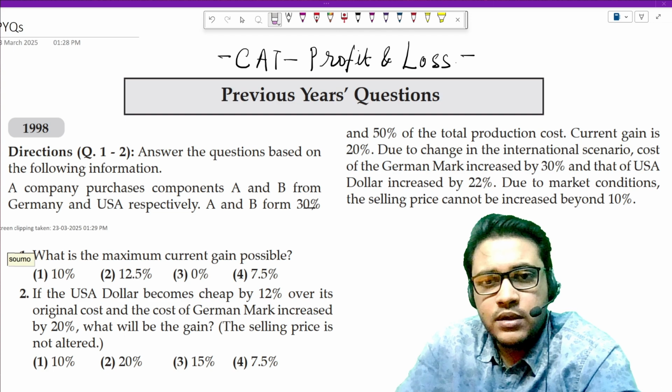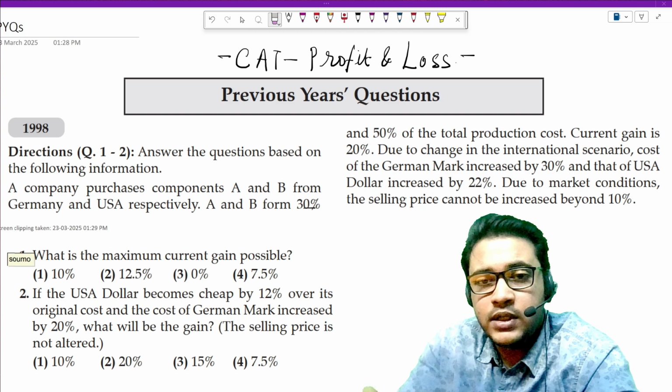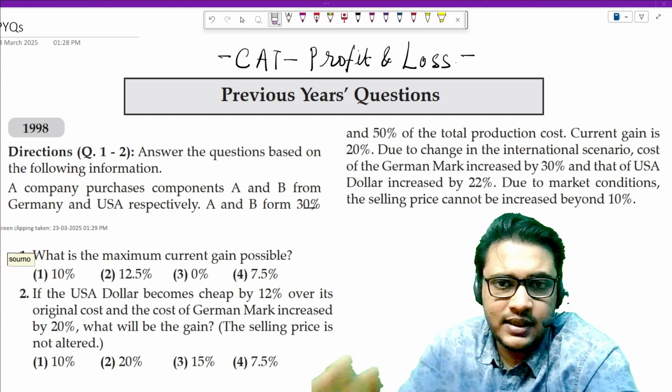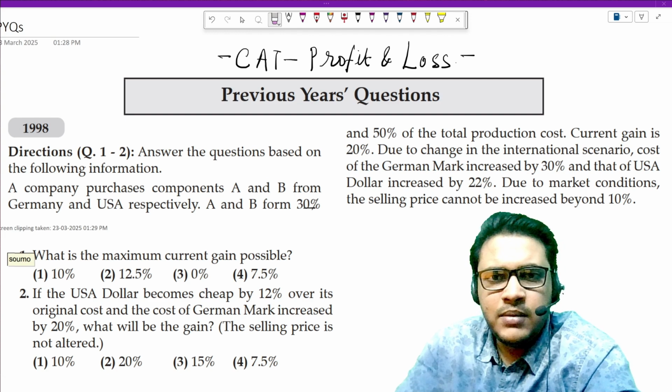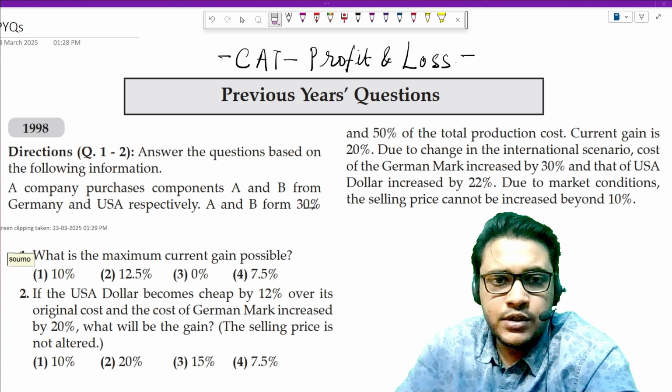PYQ questions will also help you understand or gauge the difficulty level of the CAT, also understand what type of questions are actually tested in the CAT and how you can approach them. As a general rule of thumb, I will suggest you to pause the video, read the questions on your own, try to solve them, attempt them, and then look at the solution.